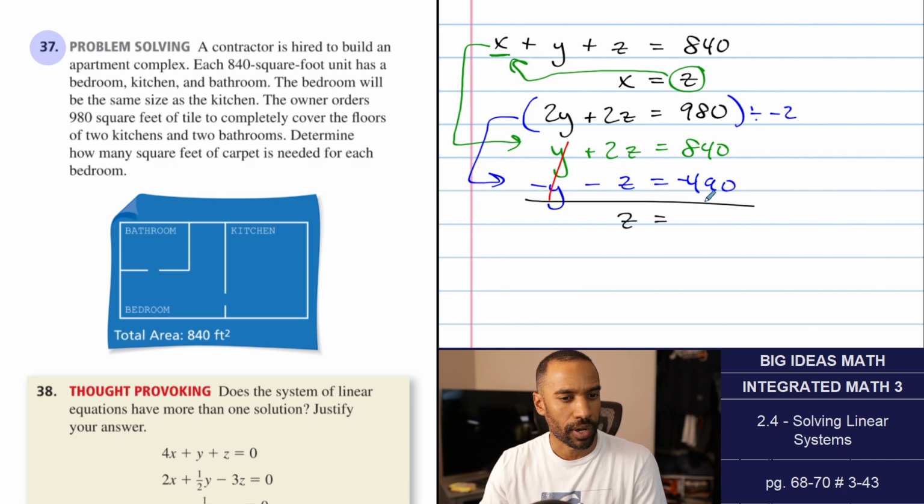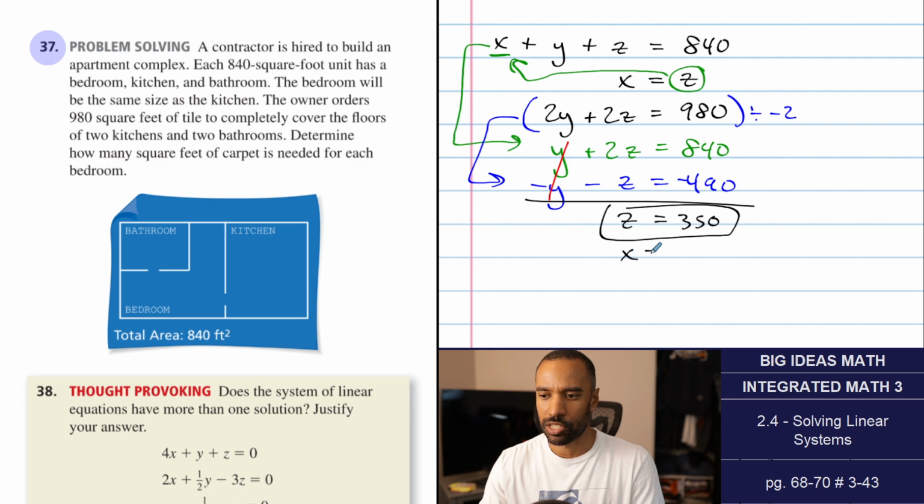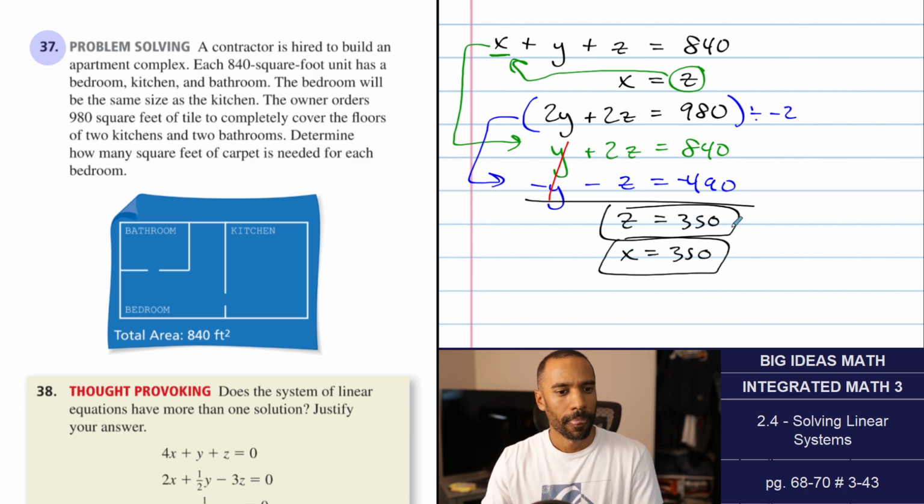What's the answer we need, by the way? We need the bedroom. Well, x equals z, so that's nice. Whatever we solve for here should be the bedroom answer. 350? Z is 350. If z is 350, x is 350, because x equals z.